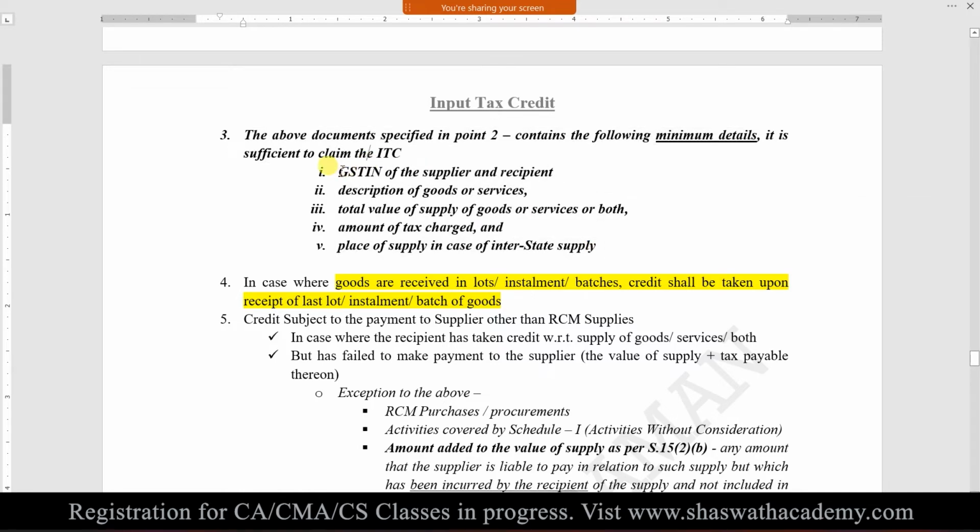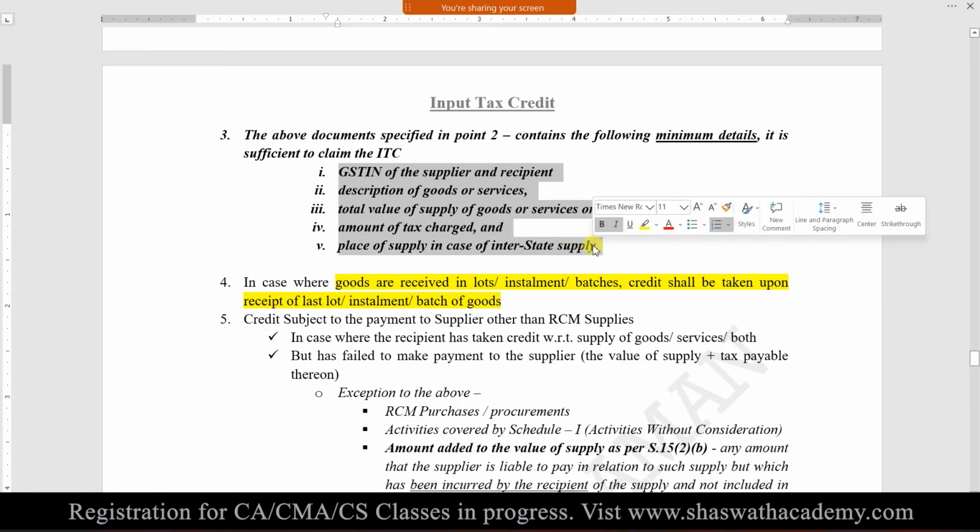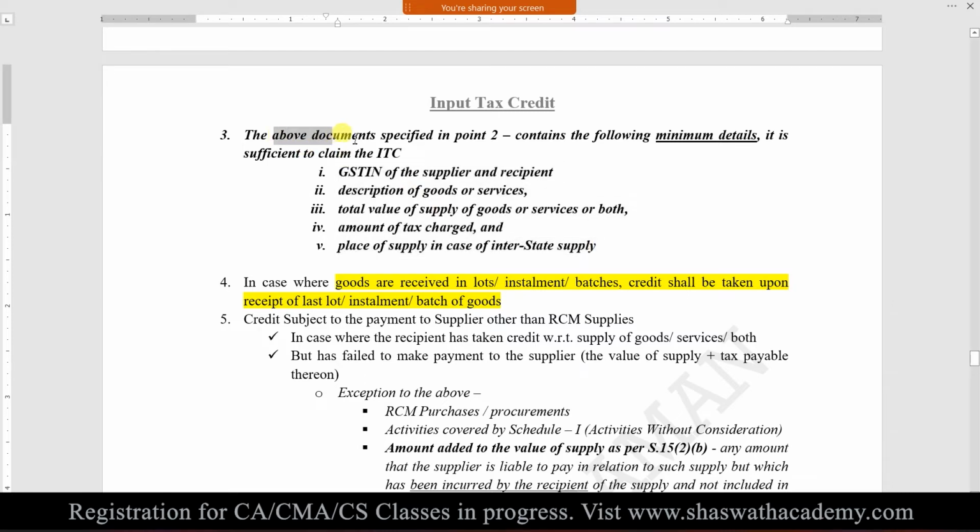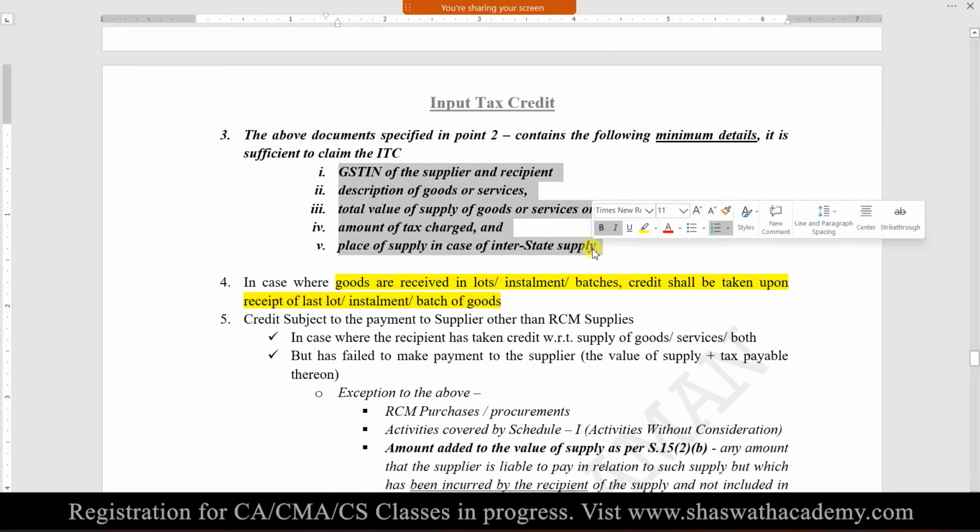What are the requirements it should have? GSTN of the supplier and recipient, description of the goods and services, total value, tax amount, and in case of interstate supply, place of supply. These are the minimum contents an invoice should possess if they want to take credit on a defective document. Look at the heading itself. If any document has all these 5 pieces of information, that is again deemed to be valid for the purpose of ITC. See, you have violated the tax invoice chapter, there is no doubt.